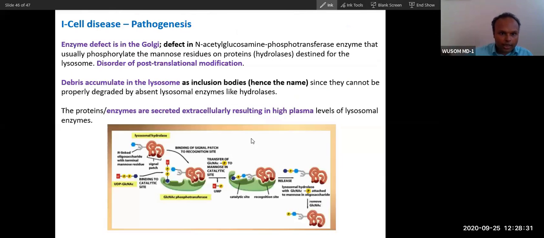Now you can see this. This is the protein. This protein has to reach the lysosome. But in order to reach the lysosome, this protein needs to have an address called mannose phosphate. This is called mannose phosphate.